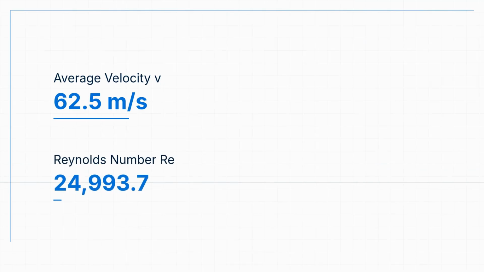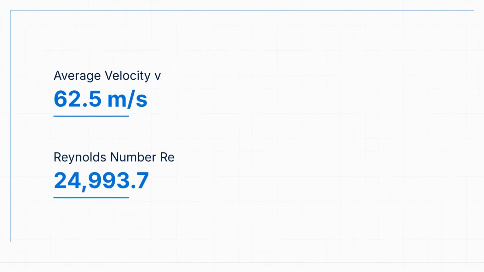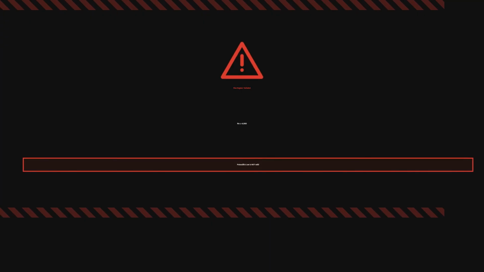The Reynolds number Re is 24,993.7. The flow regime shows turbulent with Reynolds number greater than or equal to 4,000, meaning Poiseuille's law is not valid for these conditions.